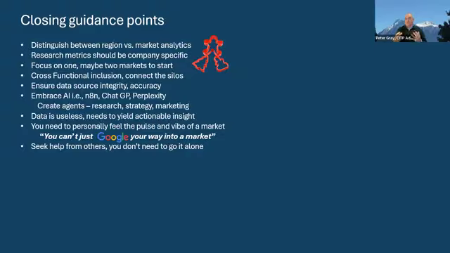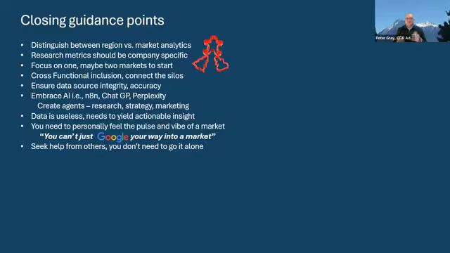I believe we could embrace artificial intelligence, certainly in the research end of it. I think we really need to be careful. Don't take the guardrails off, because there are some deficiencies with artificial intelligence, especially with generating insight. Remember that data is useless. It needs to yield actionable insights. And you need to personally be in the market. You need to feel the pulse and the vibe of the market personally. You can't just Google your way into a market.